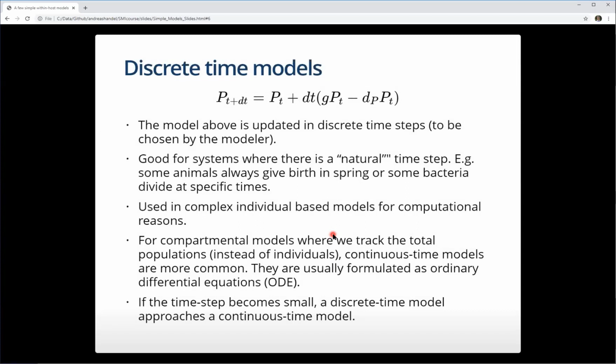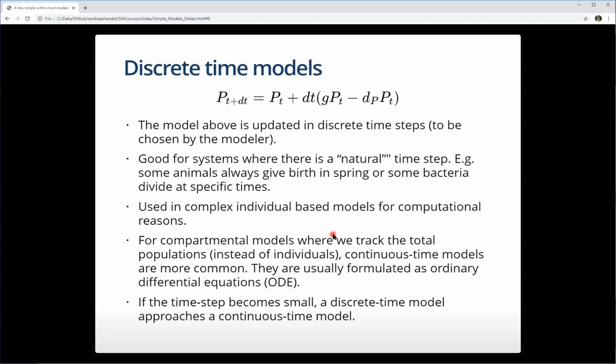So I started with the discrete time model because it tends to be somewhat easier to wrap your head around. And those models are useful when you have sort of a natural time step. Let's say you have bacteria that divide at very specific times. It's also often used if you have very complex simulation models. For instance, the one I showed earlier with the influenza spreading in the US. That's such a complex model that just for computational reasons, you have to use discrete time steps. For the models we'll be looking at, these what's called compartmental models, where we just track the total number in a population, total number of pathogens, for instance.